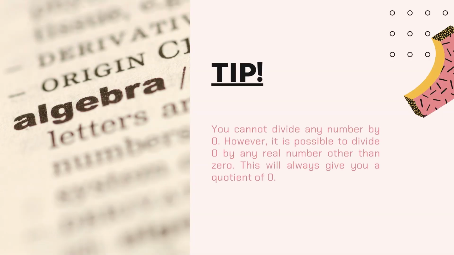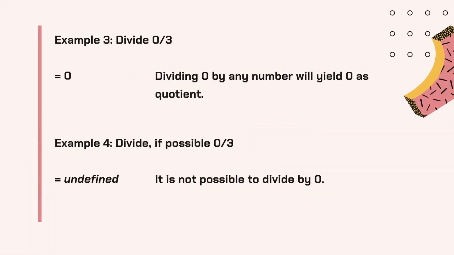Another tip: you cannot divide any number by 0. However, it is possible to divide 0 by any real number other than 0. This will always give you a quotient of 0. For example, 0 divided by 3. Dividing 0 by any number will yield 0 as a quotient. So 0 divided by 3 is equal to 0.